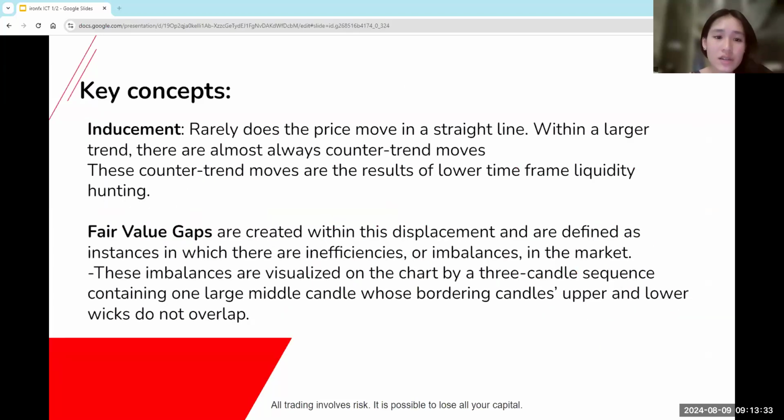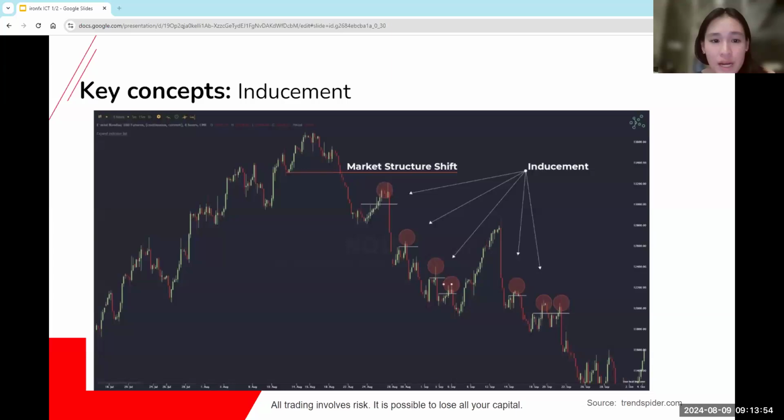Okay, next, let's look at inducement and fair value gap. We'll start off by looking at the inducement. Rarely does the price move in a straight line. Within a larger trend, there are always counter trend moves. These counter trend moves are the results of lower time frame liquidity hunting. Here's an example of what we mean by inducement. Where we identify the inducement, the price will bounce or get rejected, and then we'll target a previous short-term high or low before continuing in the same direction as the longer-term trend.